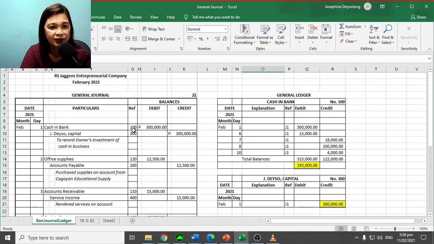Why is the reference here 100? Because the cash in bank here has an account title number which is 100. Each company has to assign an account number to each account title. So it depends on the company which number it assigns to each account title.